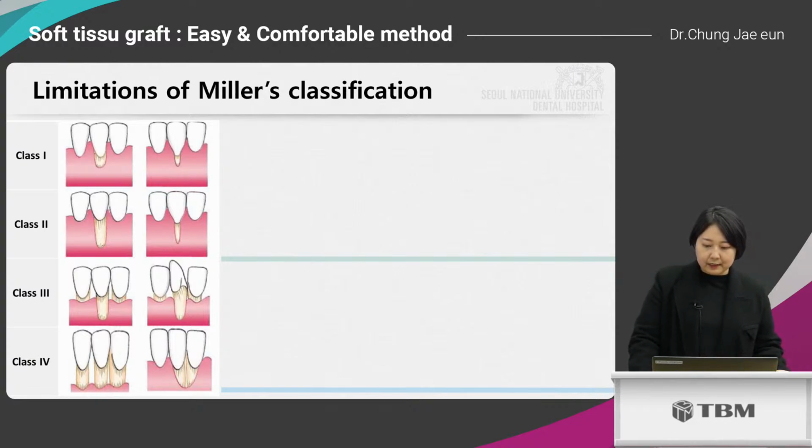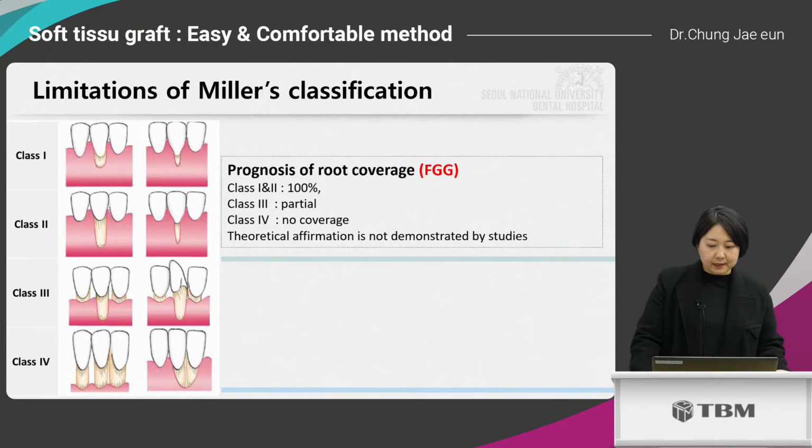According to the Miller's classification, the prognosis of root coverage using FGG is listed here. 100% for class 1 and 2, and partial coverage for class 3, and no coverage for class 4. But this refers to the prognosis after FGG, not SCTG, which is usually used a lot for root coverage. And this is not actually a prognostic value obtained by research. It is just a hypothesis.